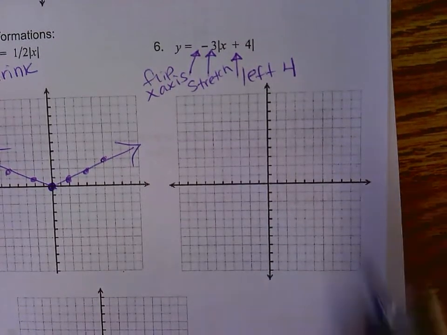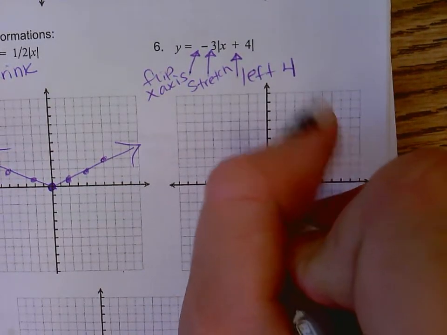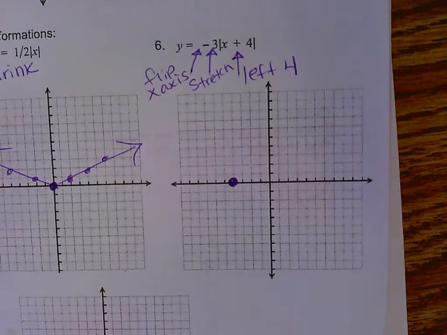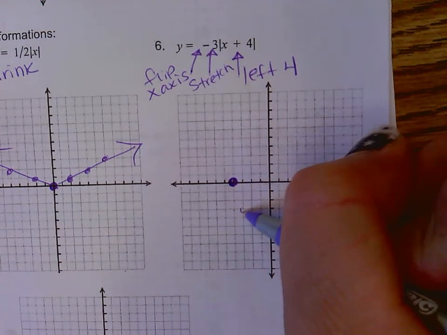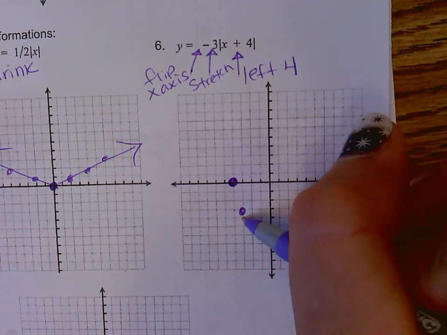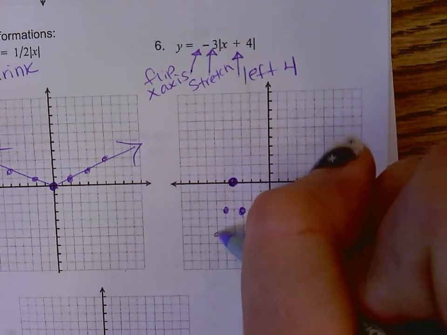So I'm going to shift my vertex 1, 2, 3, 4 to the left, and then I can do this negative 3 part all at once. It's basically just going to make it a slope of negative 3 going down because it's absolute value. So down 1, 2, 3, and over 1. 1, 2, 3, over 1. There we go.